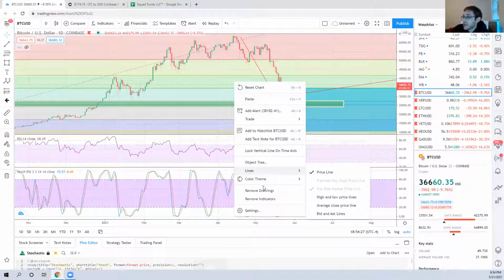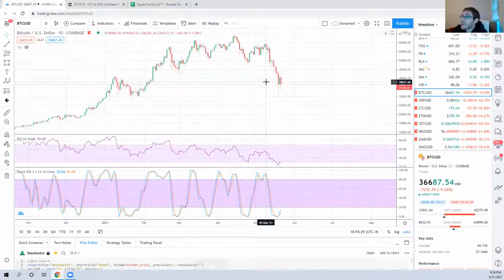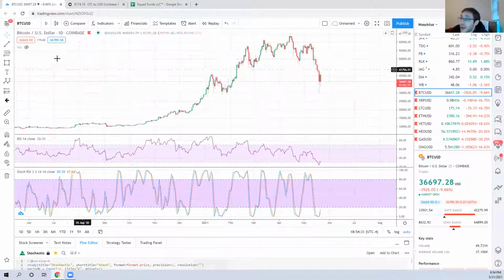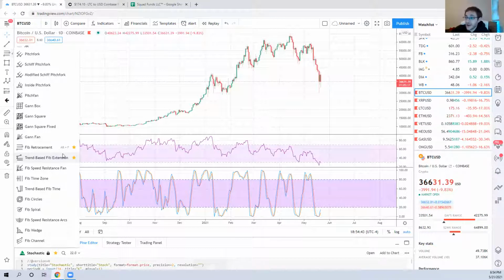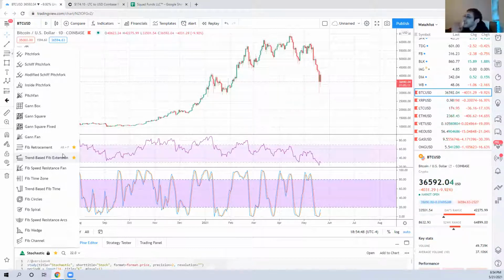So now, you know what? We're going to remove all these drawings, right? We don't want to confuse you guys. So now we're going to put a trend-based fib extension. That sounds pretty crazy, but all it is is a trend. You know, the trend is down right now. So we're going to see the trend-based fib extension. This is not a retracement. This is an extension. Retracement, extension.